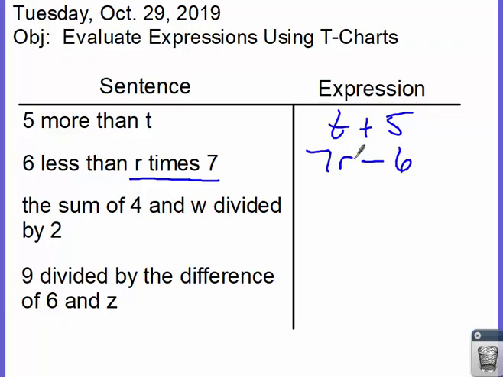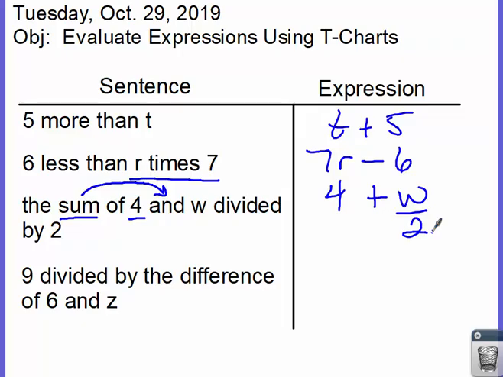Okay, the next one says the sum of 4 and w divided by 2. So this sum is one of those big words. It means addition, and it means the answer to an addition problem. So if I know it's plus, this plus is going to go where the and is at. And then the number in front of it will go in front of the plus, and whatever comes after is what goes after the plus. So in this particular case, I know I'm adding. The 4 is going to go in front of it, and it says I'm adding 4 and w divided by 2. So we would write w divided by 2 as a fraction.